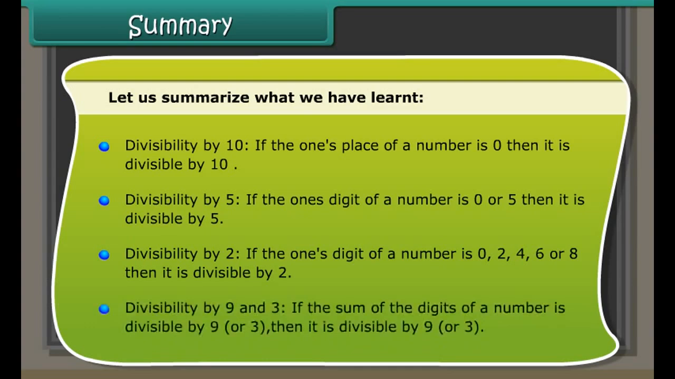Divisibility by 10: if the ones place of a number is 0, then it is divisible by 10. Divisibility by 5: if the ones digit of a number is 0 or 5, then it is divisible by 5. Divisibility by 2: if the ones digit of a number is 0, 2, 4, 6 or 8, then it is divisible by 2. Divisibility by 9 and 3: if the sum of the digits of a number is divisible by 9 or 3, then it is divisible by 9 or 3.